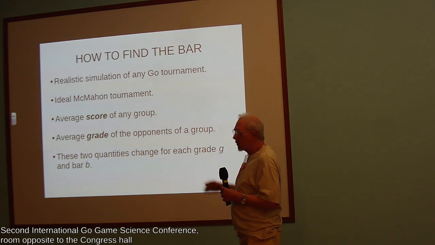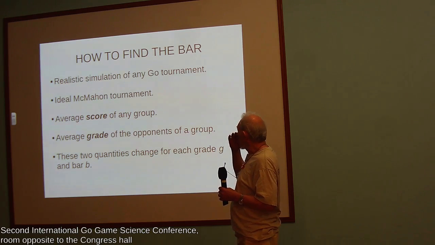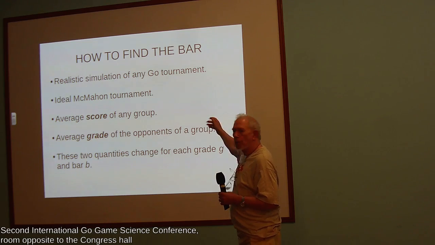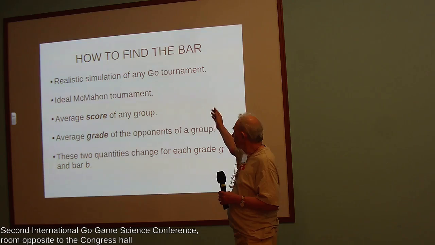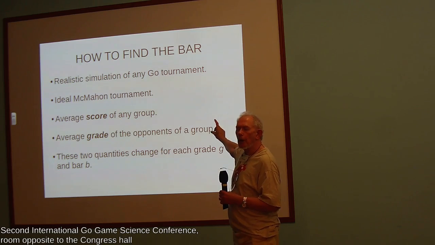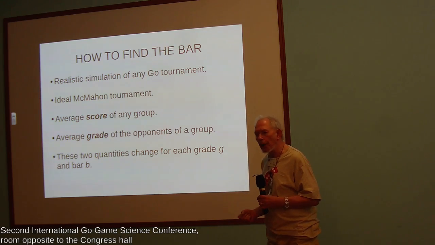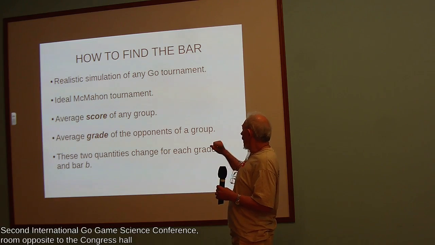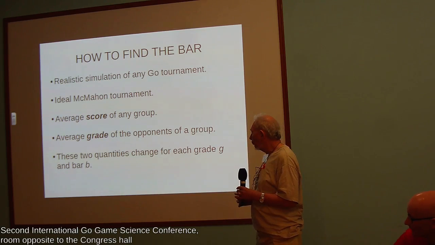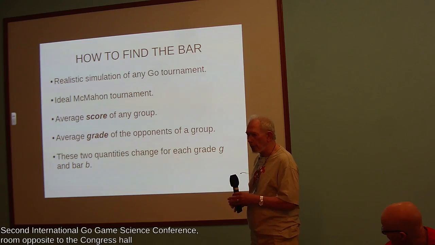This is a framework of what I'm planning to do. I will next talk about how we do the realistic simulation, what I consider to be an ideal McMahon tournament. There are two properties that have arisen out of these simulations. One is the average score of any group of players of the same grade, and the average grade of the opponents of any such group. And both of these quantities change for whatever the bar is and whatever grade you're talking about.